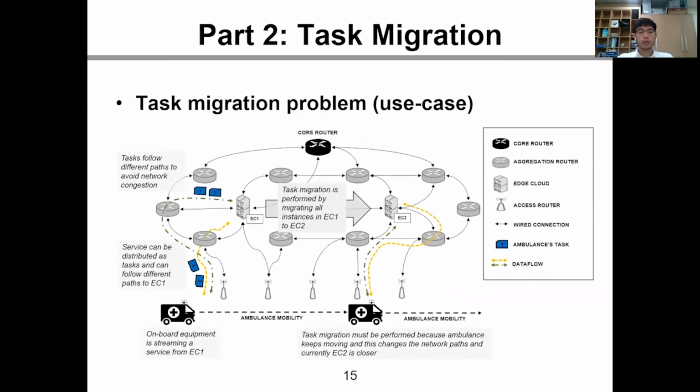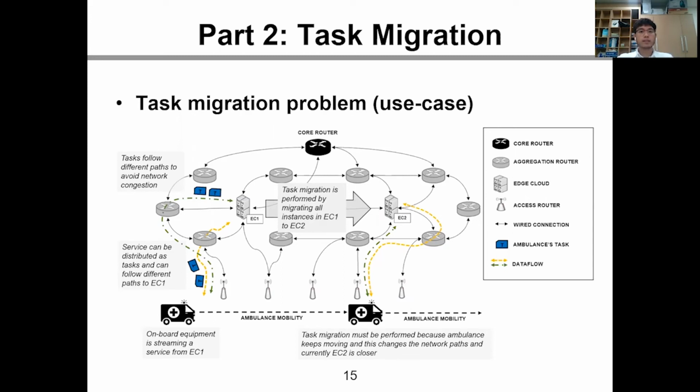So in part 2, I will talk about task migration. Similar to part 1, I will first talk about the use case in the task migration problem. Because we want a high mobility use case, as in part 1, we use an ambulance scenario. The biggest difference from task offloading is that we consider the task is already in the edge cloud.